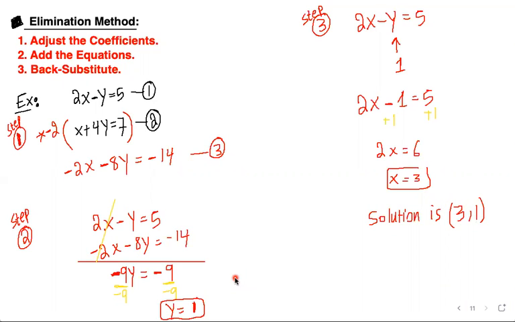Is there ever a question why you would pick one over the other method, or does it matter? It doesn't matter. I can pick 1 or I can pick 2. So you can plug y equal 1 into this one, or you can plug it into this one. Doesn't matter. Both of them give me x equal 3.